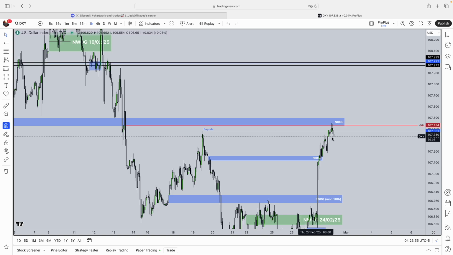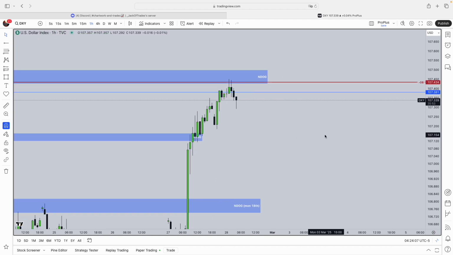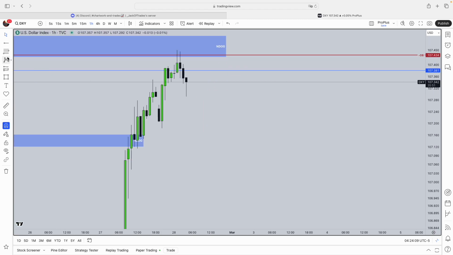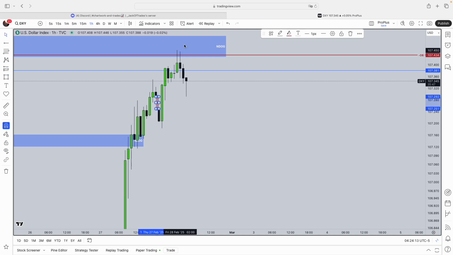So we've had daily opening gap rejected. We've had this candle here is a bearish order block. Taps into that. We've had buy side taken here. Okay. Where's the first draw on liquidity? This gap here. So the daily opening gap here.